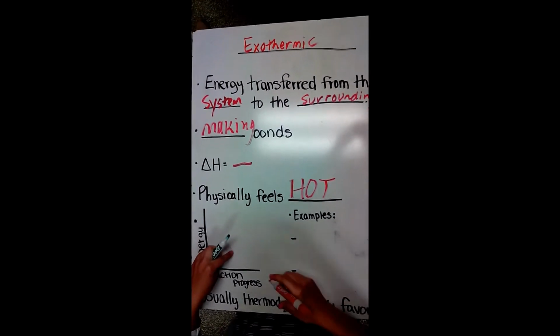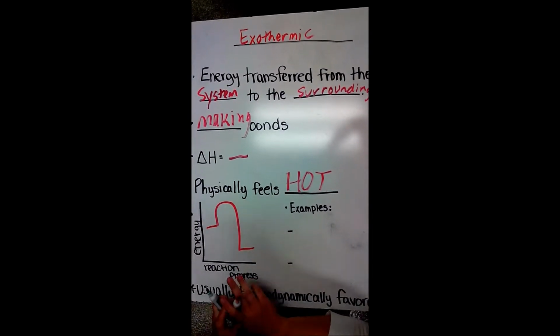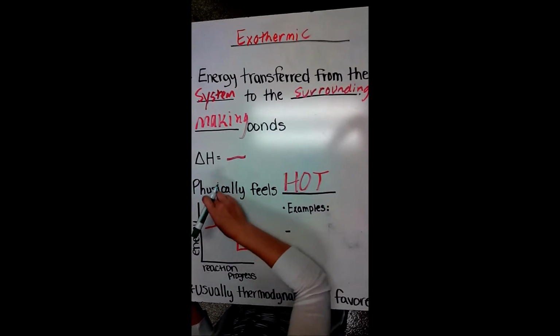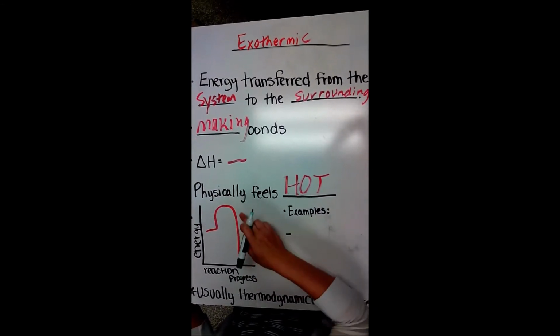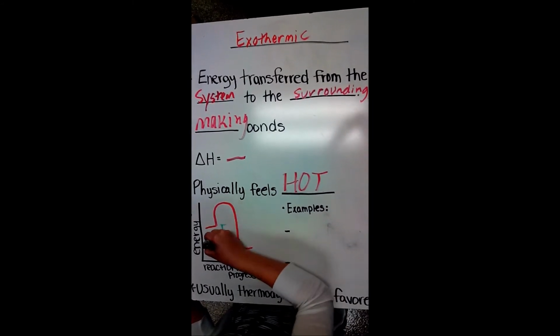Okay, and energy profile graph is going to look like that, where this is the breaking of bonds and this is the making of bonds. But we make more bonds than we break. So that's why delta H is going to be negative.